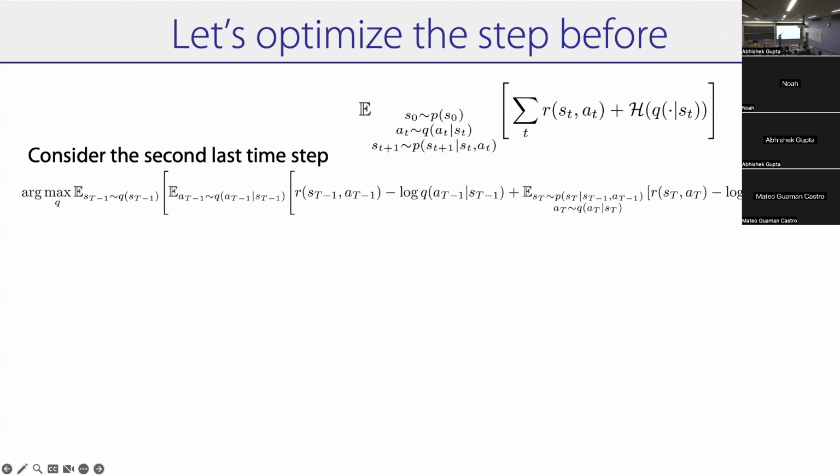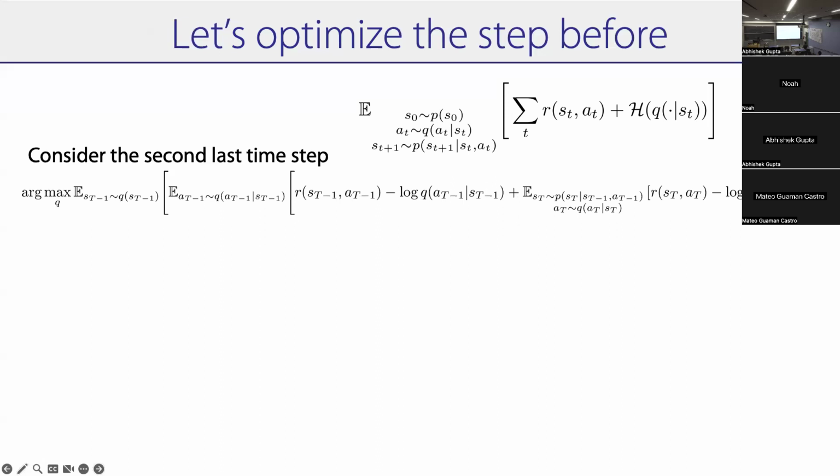And you're going to sample the second last action, A_{T-1}, from q of A_{T-1} given S_{T-1}. And then you have your last time step acting according to q of A_T given S_T, and so on, right? So this is the last time step that we computed earlier. It's going to be optimal. And now we're going to try and compute the second last time step. That's just what dynamic programming will do.